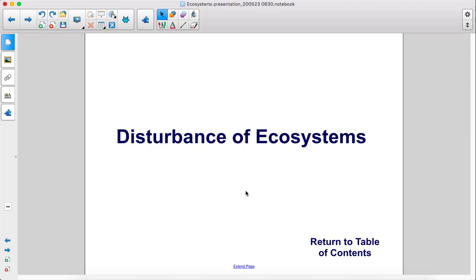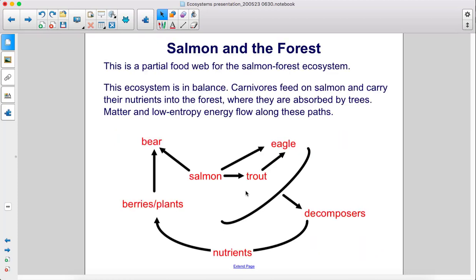Disturbance of ecosystems. This is a partial food web for the salmon forest ecosystem. This ecosystem is in balance. Carnivores feed on salmon and carry their nutrients into the forest, where they are absorbed by trees. Matter and low entropy energy flow along these paths.